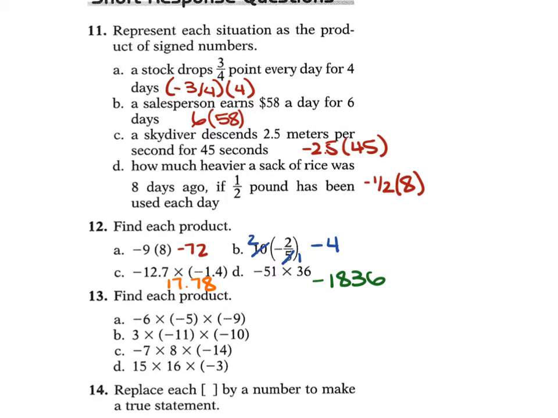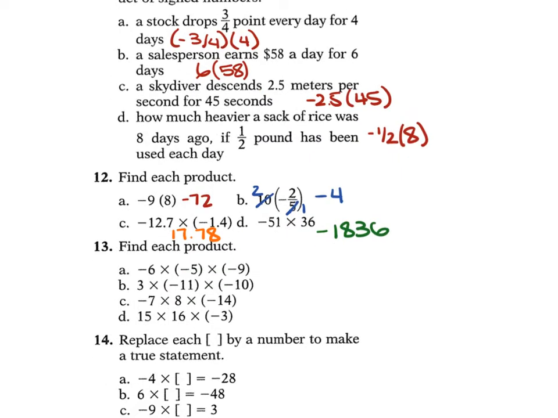For A, we have -6 times -5 times -9. We're looking at number 13. A negative times a negative is a positive, times a negative gives us a negative. So the 6 times 5 is 30, times -9 is -270. For B, we have 3 times -11 times -10. The negative times the negative is going to give us a positive, so we could also do 3 times 10, which is 30, times -11, positive, because everything's going to be positive. 30 times 11 gives us 330.